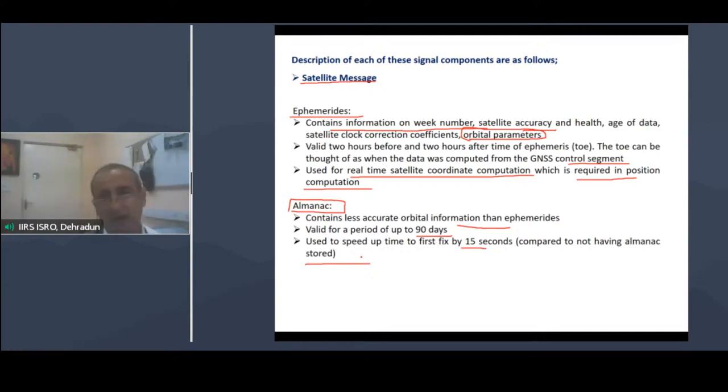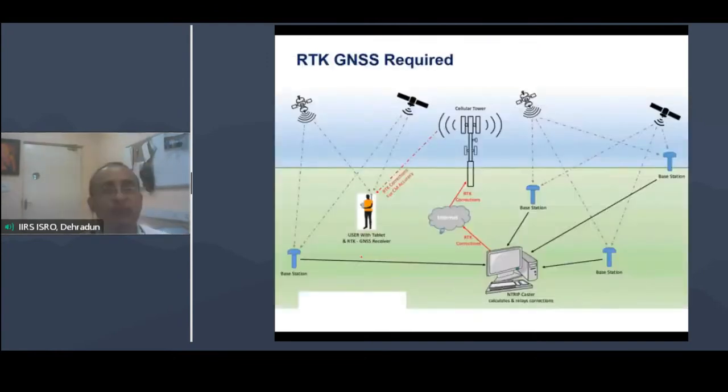So when we are purchasing a GPS receiver, we have to see whether we want a code measurement instrument or a carrier measurement instrument. Specifically, geodetic GPS receivers are built to be capable of carrier measurement. You see this in RTK GNSS, which we'll see later also.